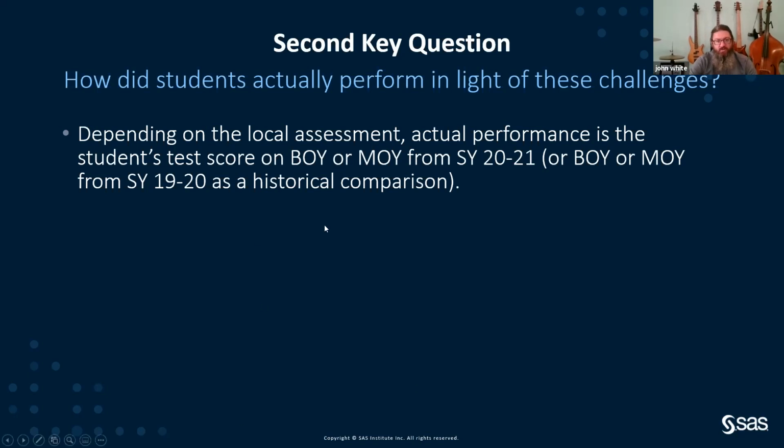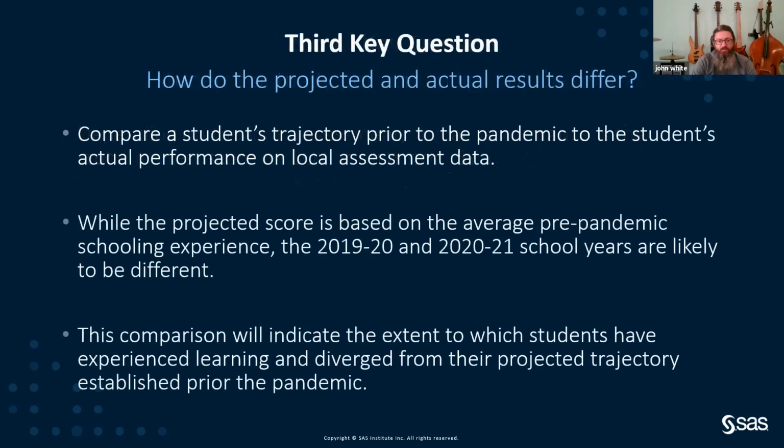So with the local assessments, again, the actual performance is the student's test score on the BOI or MOI from 2021. We also have the BOI and MOI from the 1920 school year as a comparative reference point. And once we have these projected and actual observed scores, we're going to compare where the students were expected to be versus where they actually ended up.